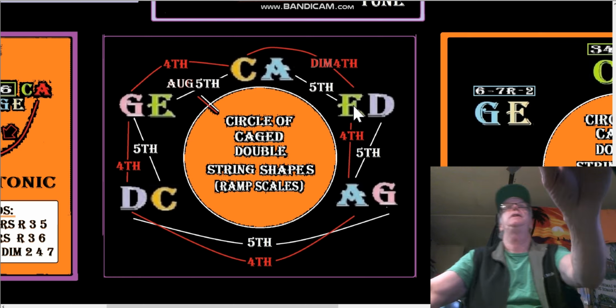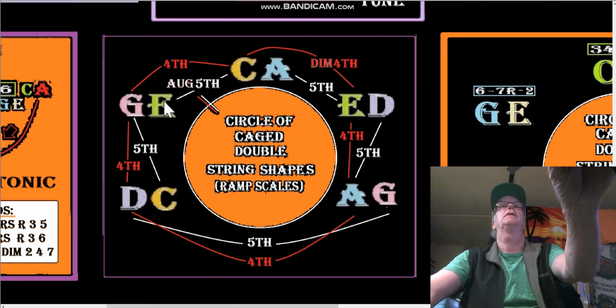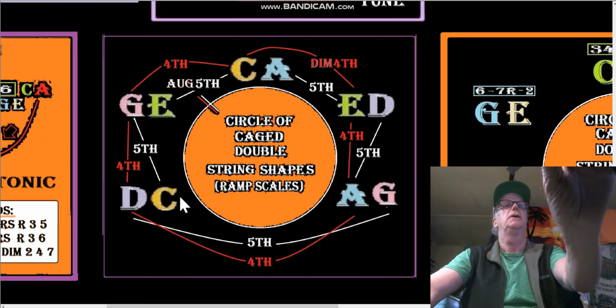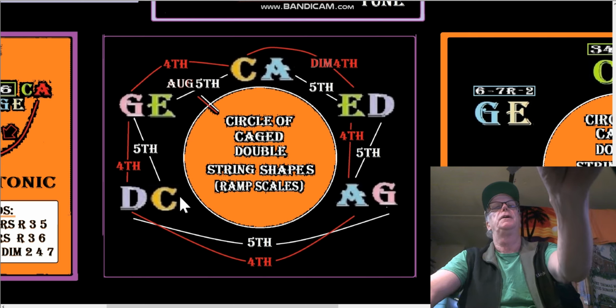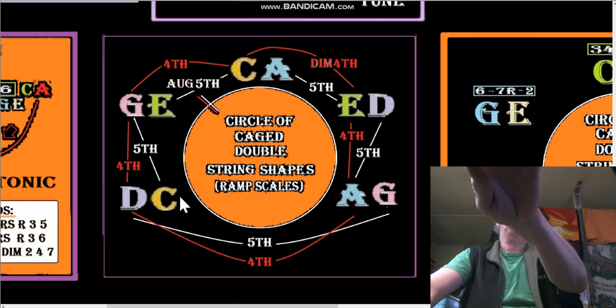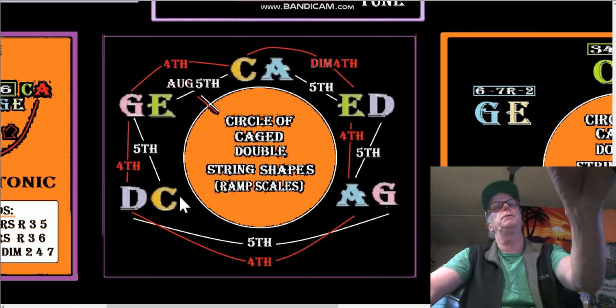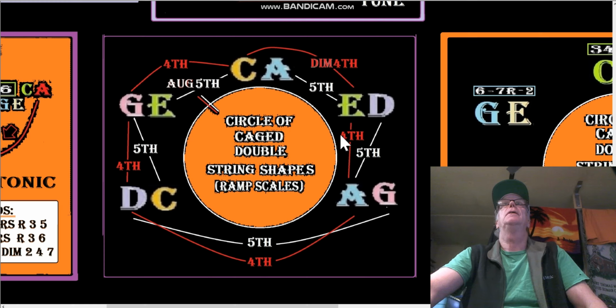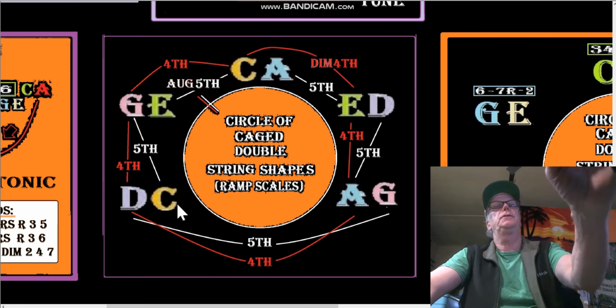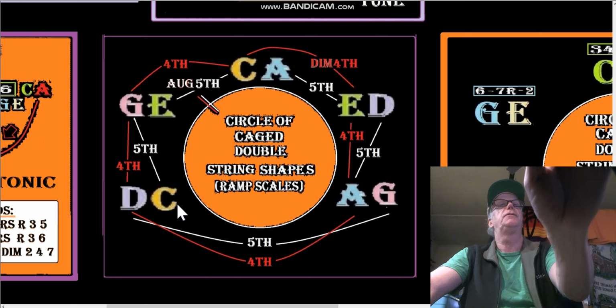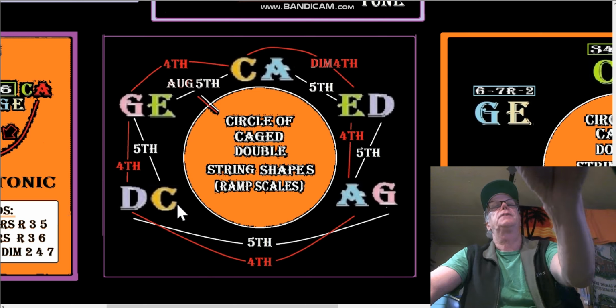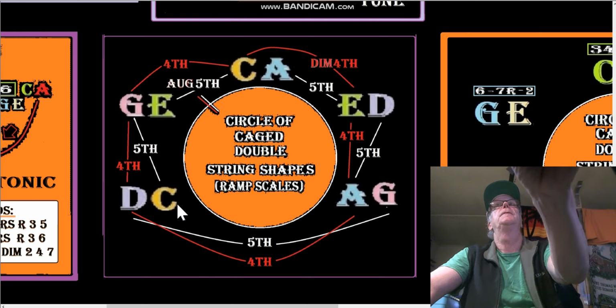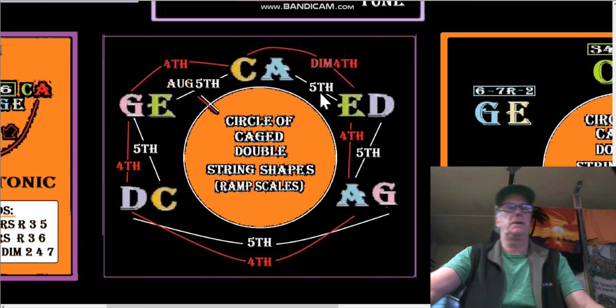So if we go C to G, do we have a C to G? No, we don't have a CG. We've got 3, 4, 5, 6, 7, root. Now that turns out to be a pretty long one anyway. But that's not on here. It's the C to the 3, 4, 5, 6, 7, root. C to G. That's interesting.